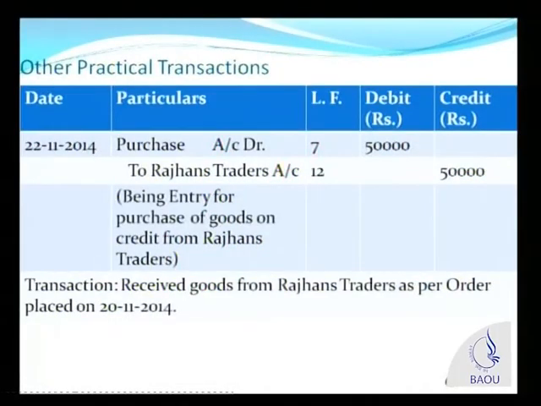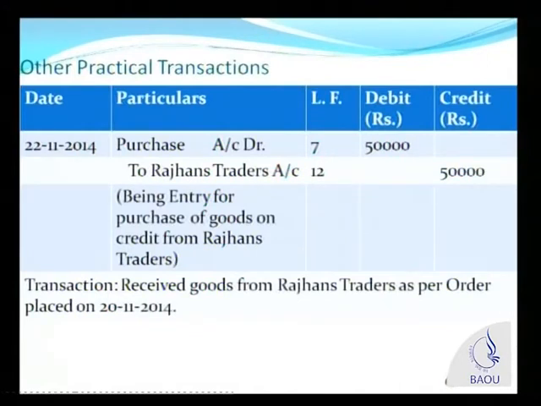Now let's look at the journal entry that we have to pass. Purchase account debit 50,000 rupees to Rajhan's traders account credit 50,000. I remind you that whenever we are crediting an account, we are writing "to" that account. So "to Rajhan's traders" means we are not even writing credit or CR, but "to Rajhan's traders" implies that Rajhan's traders account is credited. This is the tradition, and by this tradition we are recording journal entries in the books of accounts.